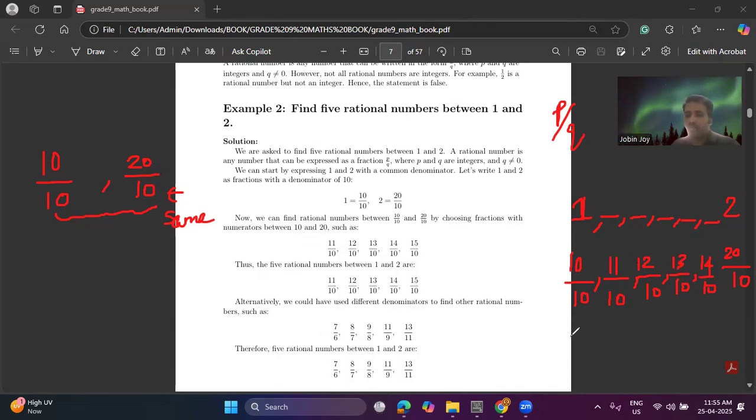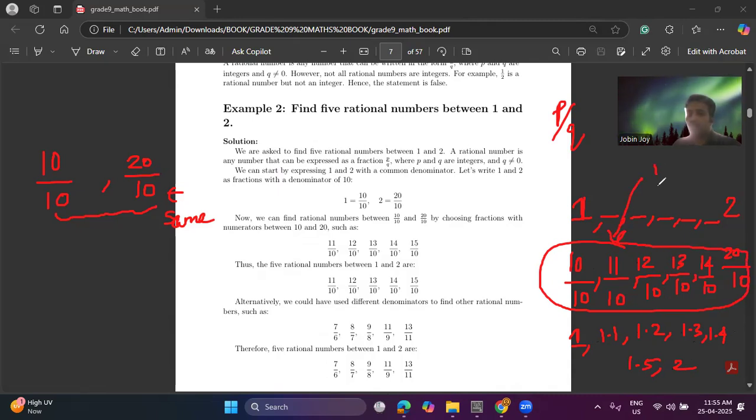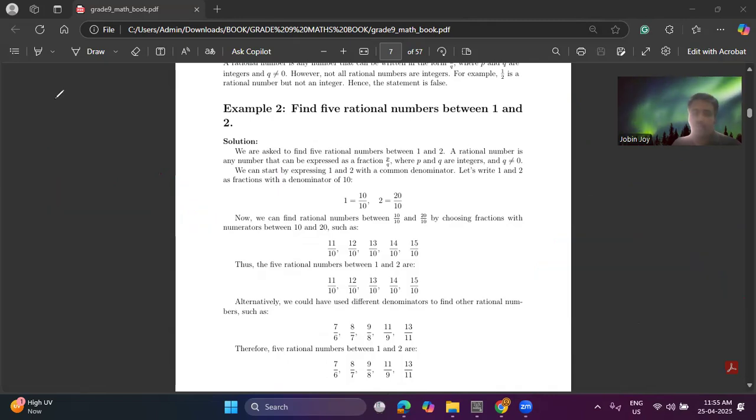10 by 10 is 1, right? What is 11 by 10? It is 1.1. So after 1, the next numbers are 1.1, 1.2, 1.3, 1.4, 1.5, then 2. So these are the 5 rational numbers between 1 and 2, in p by q form. In this way you can find any number of rational numbers between any two numbers. Then next one.